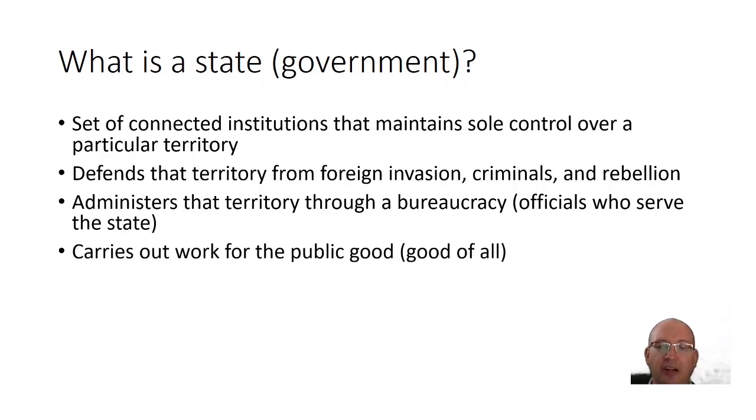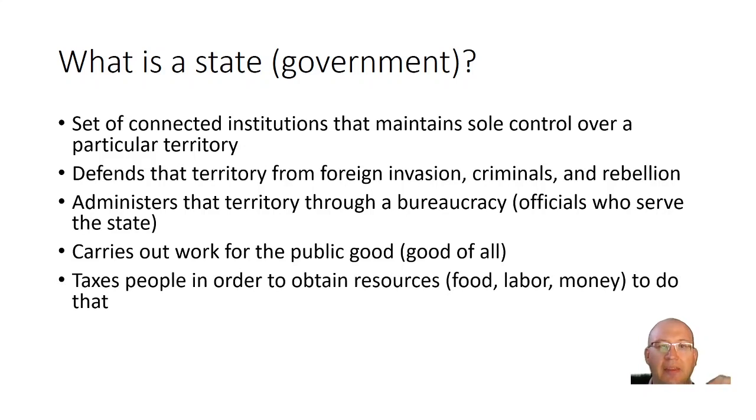Ideally, the state also carries out work for the public good. What I mean by public good is something that benefits pretty much everyone. So, for example, building roads. That's the kind of thing states do. To a certain extent, they may provide education or something like that. But a state also is supposed to do something good for the people it governs. It therefore is thought to have the right to tax people in order to obtain resources in order to carry out those works, right? You need an army to protect people, so you've got to have taxes. You need money to build roads.